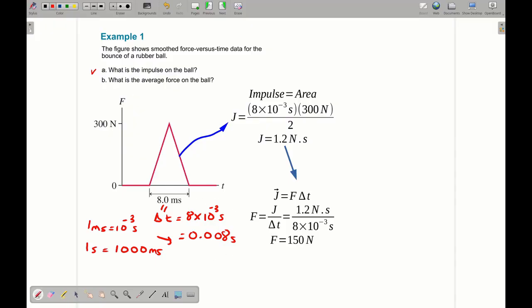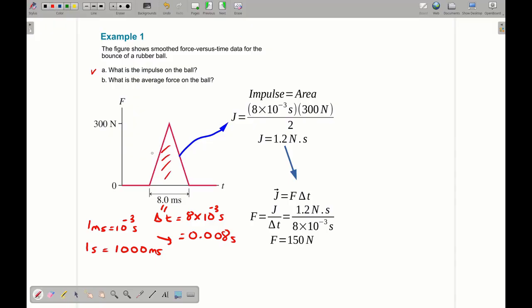And then I go back to the question. I already did some thinking, and then go back to the question and see what I'm asked to do. What is the impulse on the ball? Assume you're applying this force to a rubber ball. What is the impulse? Simply the area under the graph.